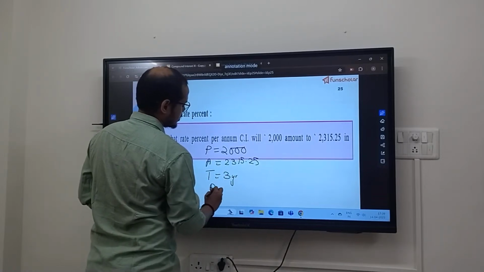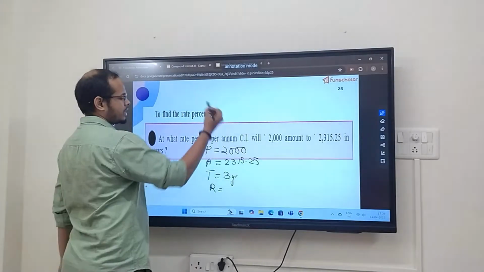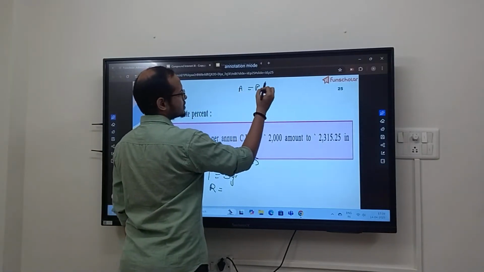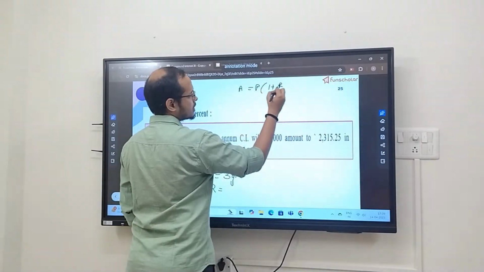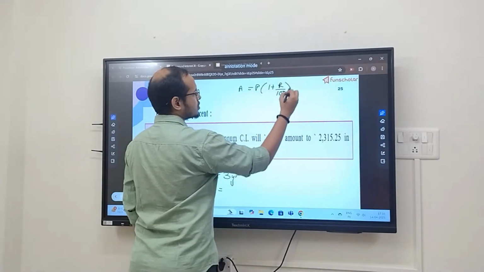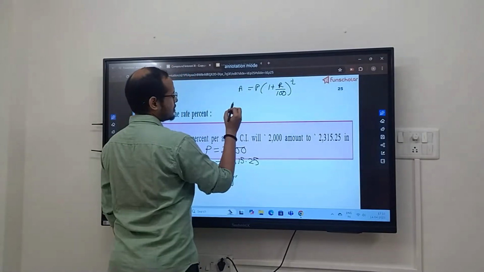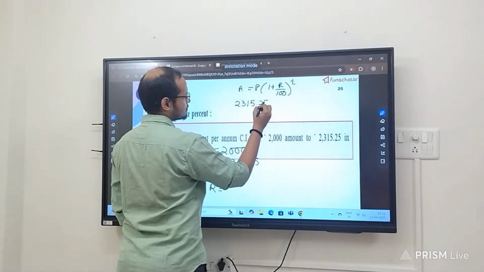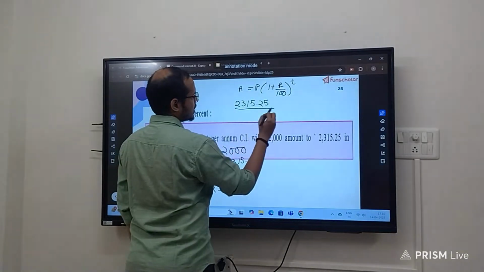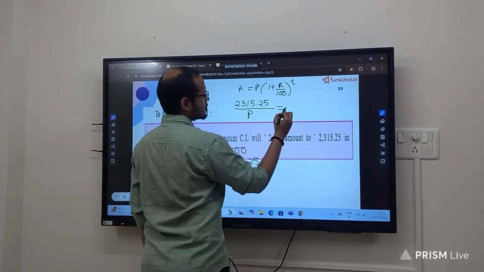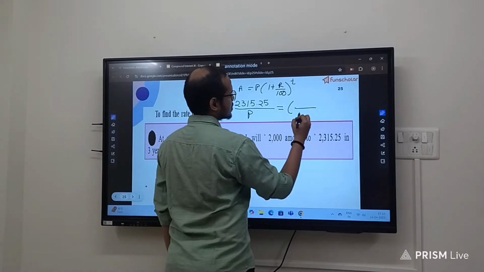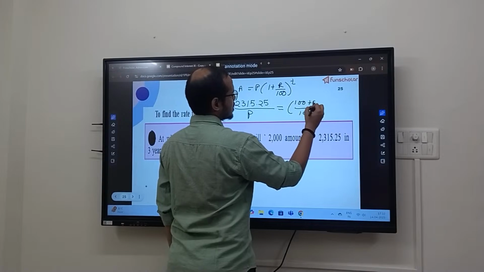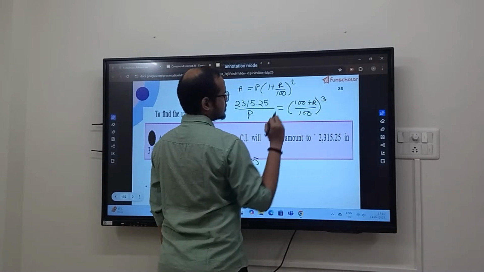We do not know what the rate is. Let us write down what is given in the question. The amount is equal to principal into 1 plus r by 100 to the power t. The amount here is 2315.25 by principal, which is equal to 100 plus r, whole to the power 3.